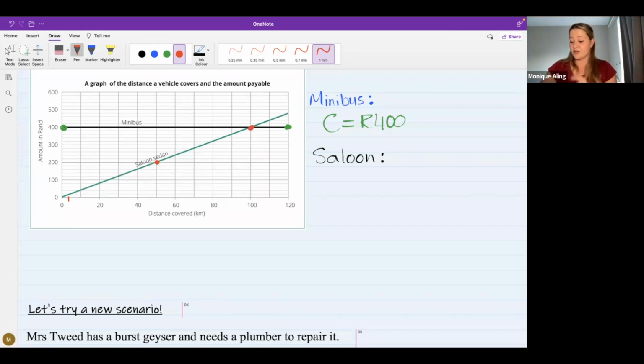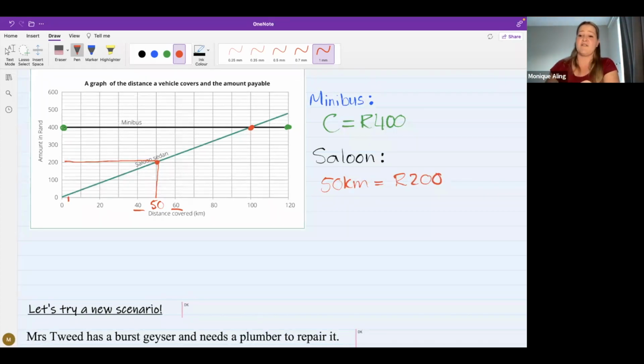Okay, so I know at the first point that it is at 50, because it's between 40 and 60. And I know that the price is 200 Rand. Okay, so I know that for every 50 kilometers traveled, it's going to cost 200 Rand.